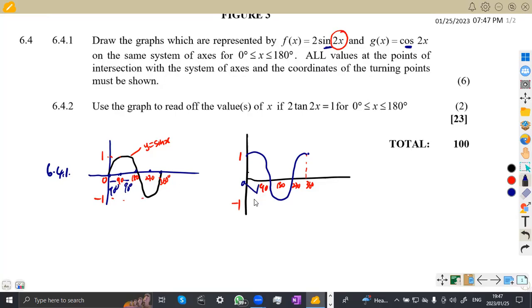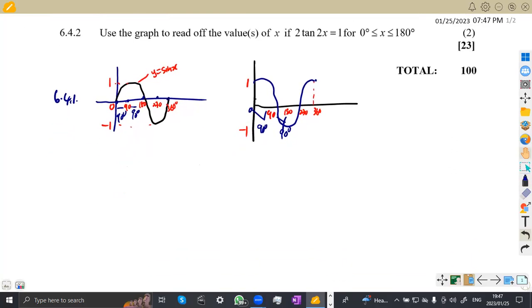The same thing for cos. We've got a difference of 90 degrees, a difference of 90 degrees. So what does this 2x affect? It affects that interval that we had. So what are you going to do to find the new interval? Because now we are supposed to have the graph of f of x, which is equivalent to 2 sine 2x.